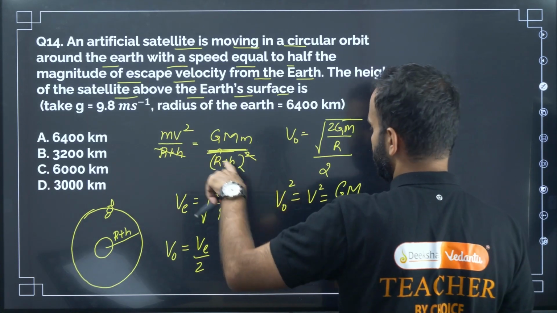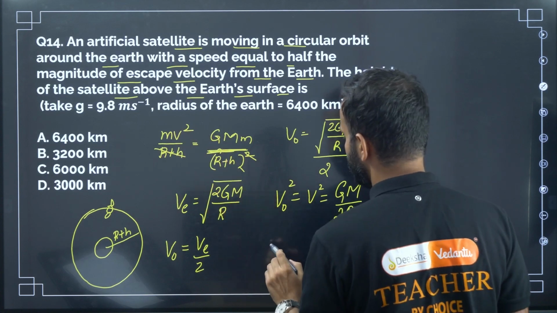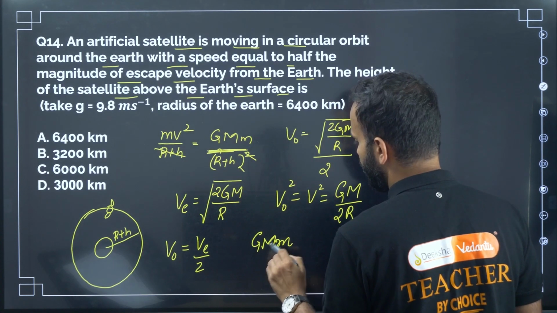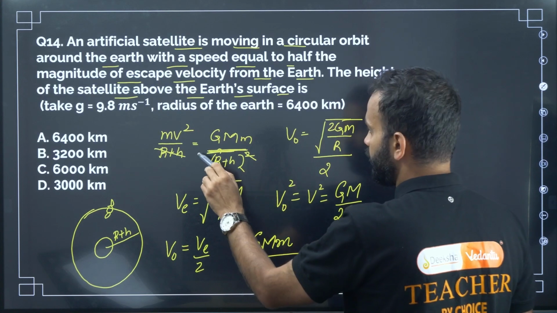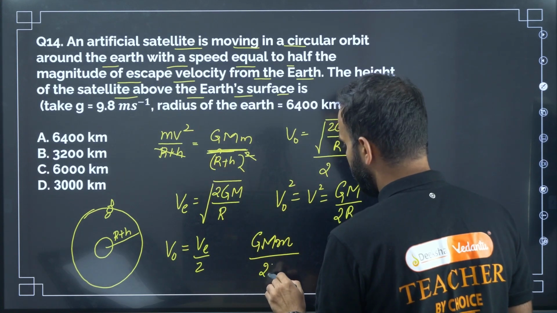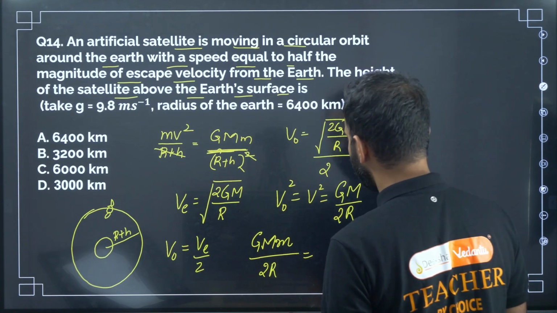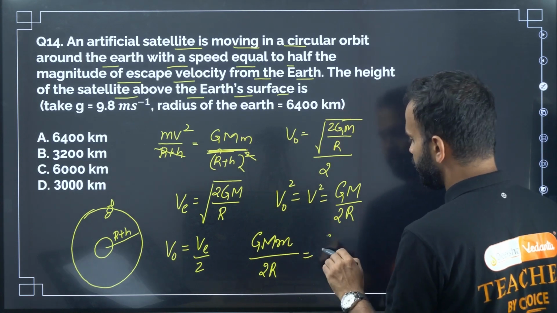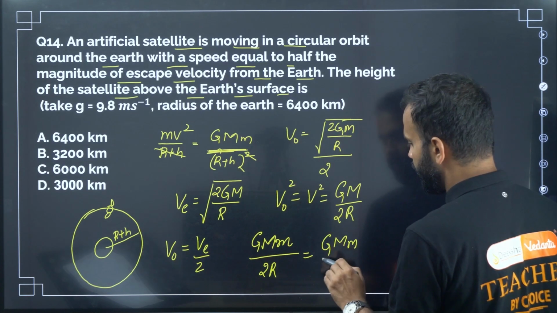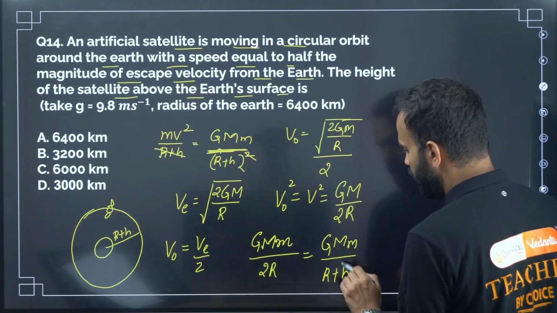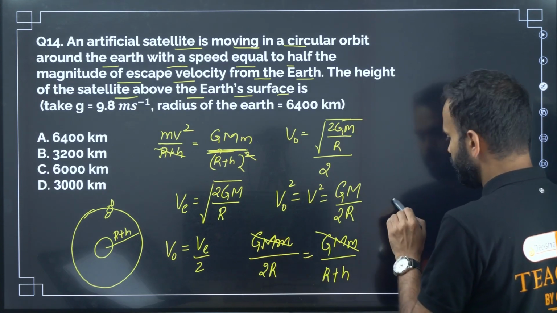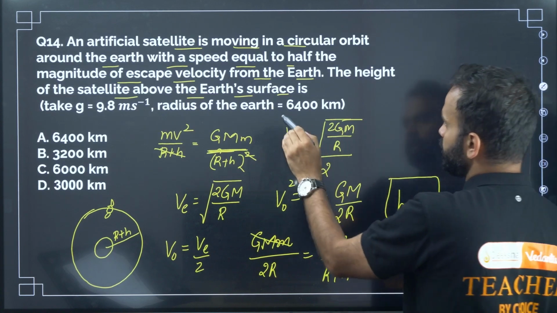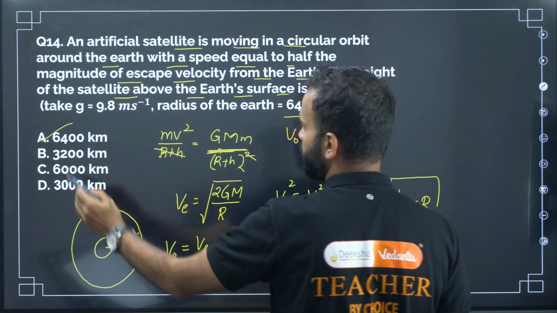So now here substitute the expression of V squared into this equation. So now GM divided by 2R is equal to GM divided by R plus h. So GM will get cancelled. So solve this, you will get h equal to R. R is the radius of the Earth, that is 6,400 kilometers. So the correct option is A.